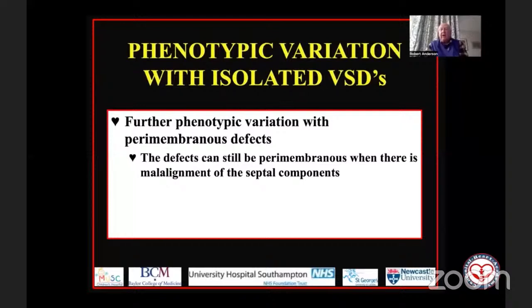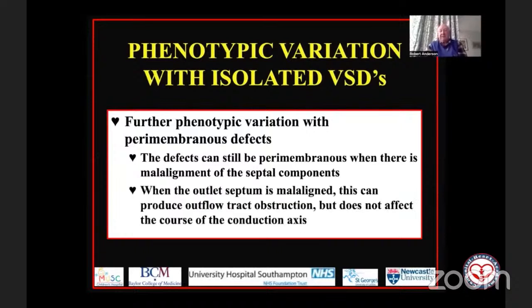So that is the situation when we have perimembranous defects with septal alignment. But as we've emphasized in our previous sessions, we can also have perimembranous defects when the septal structures are malaligned, one relative to the other. But that malalignment does not disturb the basic phenotype. And so, when the outlet septum is malaligned, it can produce obstruction of either the right or the left ventricular outflow tract, but since it has not changed the phenotype, it has not changed the course of the conduction axis.